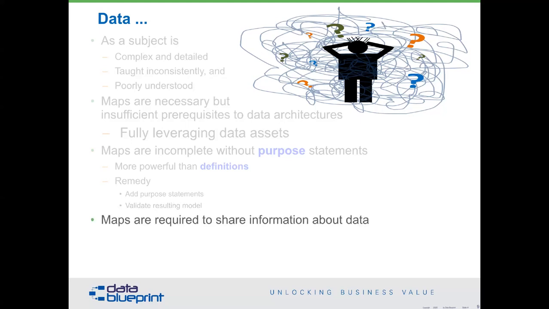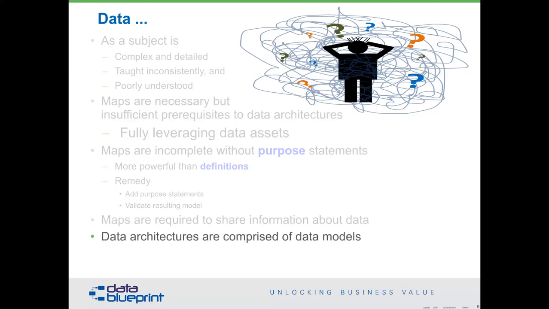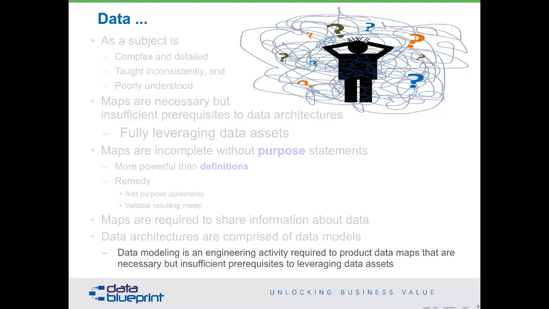So the maps are required to share information. If I want to give you a map of how to get to my house in rural Virginia, a map would probably be required in addition to the GPS coordinates that'll get you there. And the data architectures are composed of these data models. So let's start off with the definitions.